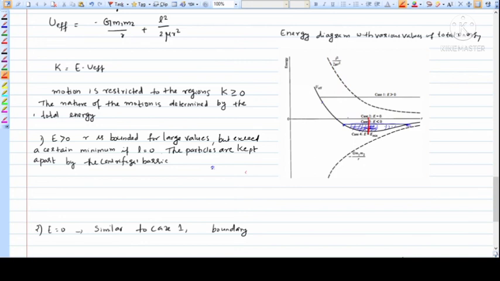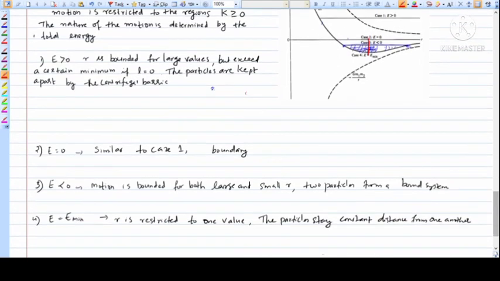The particles stay at a constant distance from one another. If E is E minimum, the particles will stay at a constant distance.